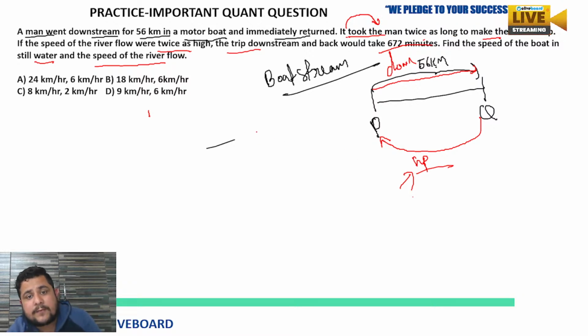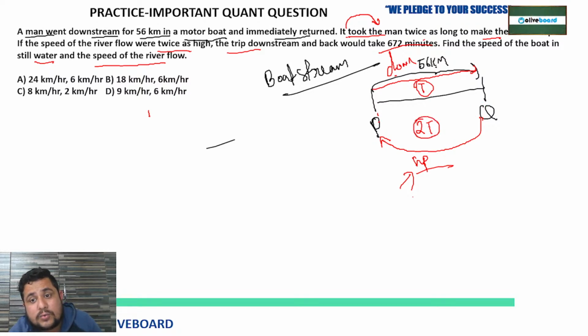So here what is given? When he is moving from P to Q, that means downstream, for an example, he is taking time T. But when he moves from Q to P, in upstream, he is taking just double the previous time. When he was moving P to Q, he took T time, but when he is coming back, he takes 2T time, just double the time in downstream. Now what else is given?